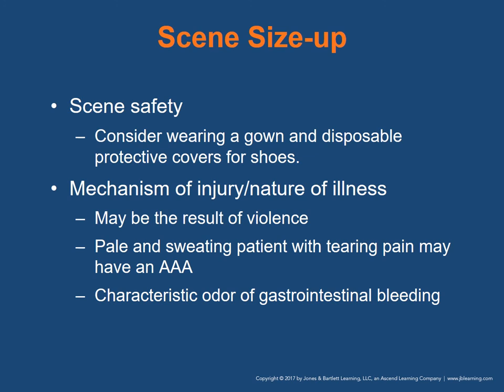Pale and sweating patients with tearing abdominal pain that radiates straight to the back, straight to the spine, is very indicative for the description of pain for a triple A, so be aware of that. Characteristic odor of gastrointestinal bleeding, very foul smelling fecal matter as the patient defecates. With upper GI bleed, you would see that melena, the dark tarry stools, and with lower GI bleeding, you would see the fecal matter and the blood separated from each other.